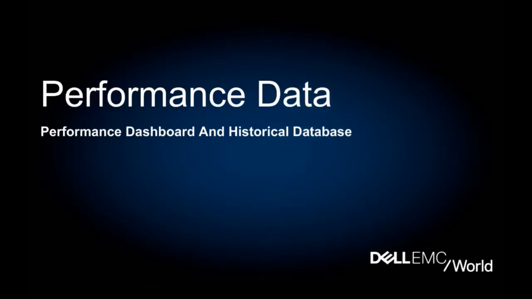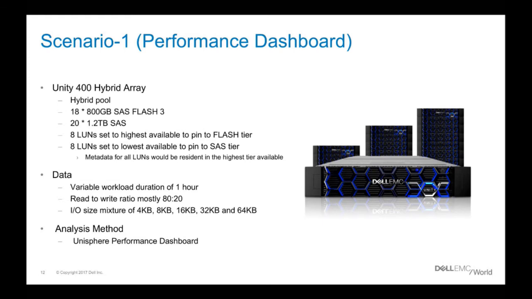So performance dashboard and historical database is the emphasis of the first exercise that we're going to go through. Here we have a hybrid configuration utilizing a Unity 400 system. We have 18 flash drives and 20 SAS drives. We have a combination of LUNs, so we have 8 SAS LUNs and 8 flash LUNs.